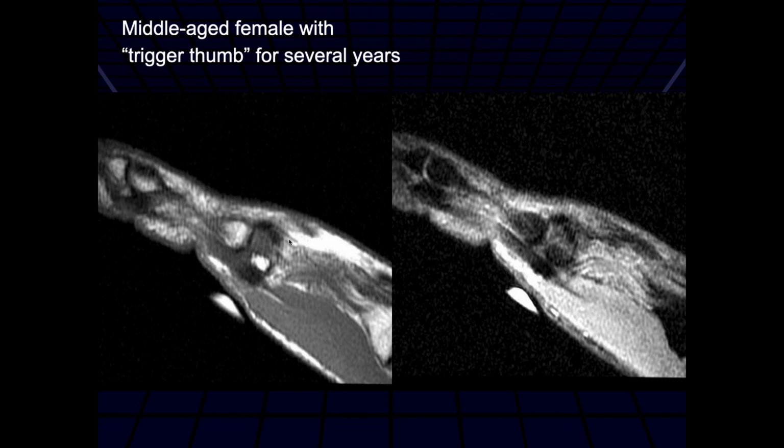Middle-aged female with triggered thumb for several years. I think we're looking at the thumb here. I think we're at the MCP joint, where the soft tissue marker is. So this is where the patient has the symptoms. Are you familiar with what trigger finger symptoms are?